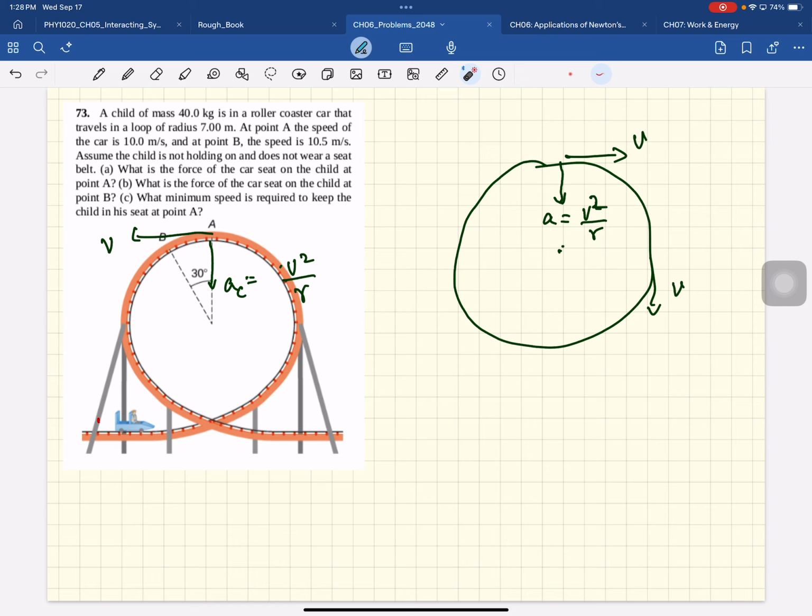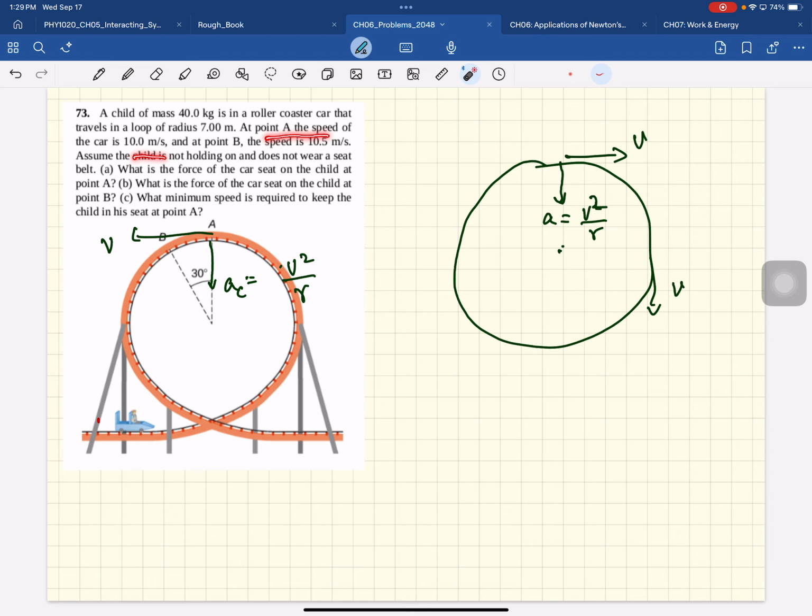All right. So a child of mass m. We'll just do this problem for that case. This is just making it slightly more complicated, and we're not interested in that. Okay, so a child of mass 40 kg is in a roller coaster car that travels in a loop of radius 7 meters. So the loop is as wide as this room. Imagine this room standing up on its end.